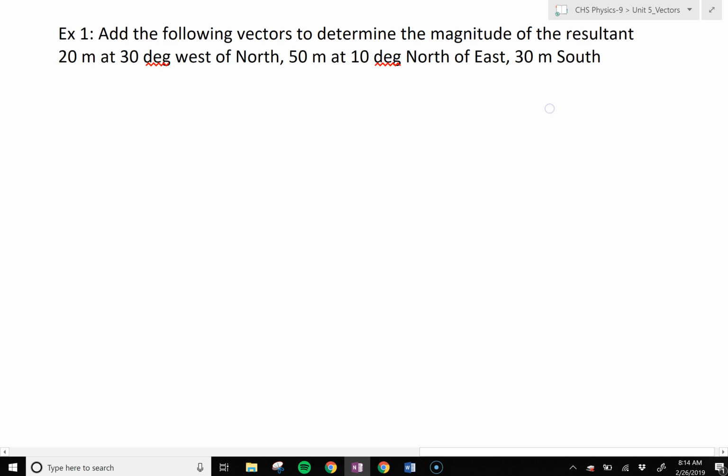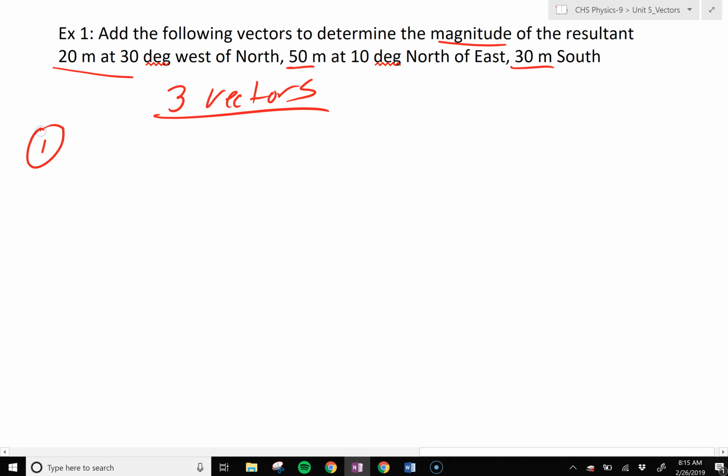All right, let's come over here and we're going to do this example. Go ahead and pause if you need to write this down. Otherwise, I'm going to go ahead and get started. We're going to add the following vectors to determine the magnitude of the resultant. So we just need to know the size. We do not need to know the angle. So it looks like we have a 20 meter, a 50 meter, and then a 30 meter. So we have 3 vectors.